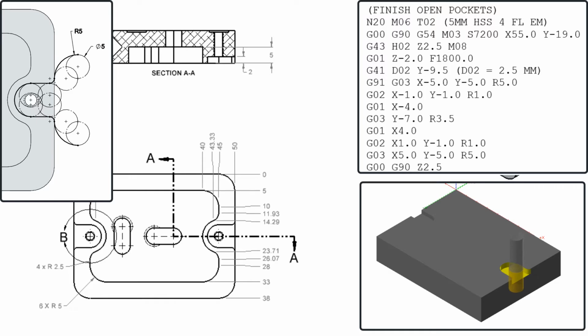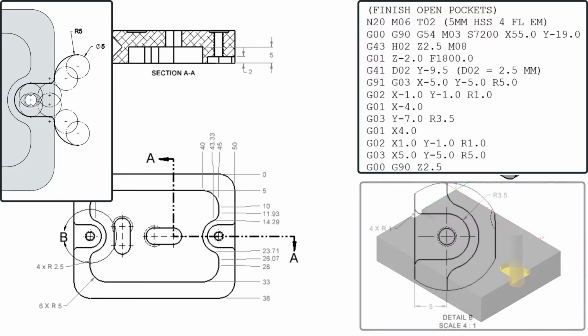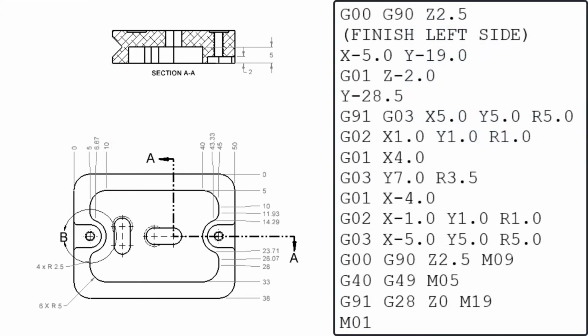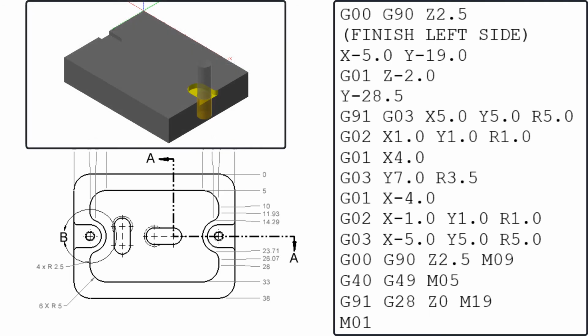After this side is cut, the tool will rapid above the part and reposition to cut the left side open pocket. The tool will first be positioned using the absolute coordinates, and the cutting will be coded in incremental. In the next video, I'll demonstrate how to program the tool to enter the larger pocket.